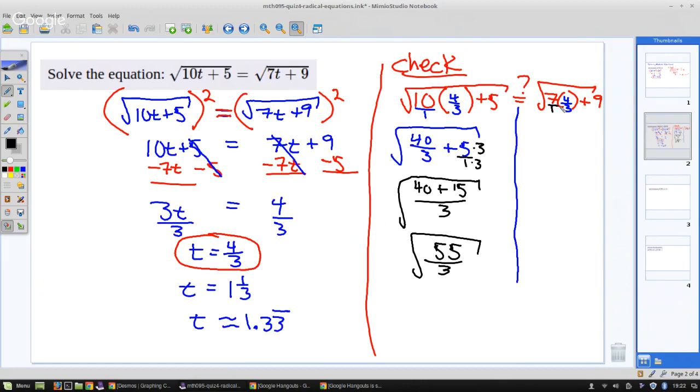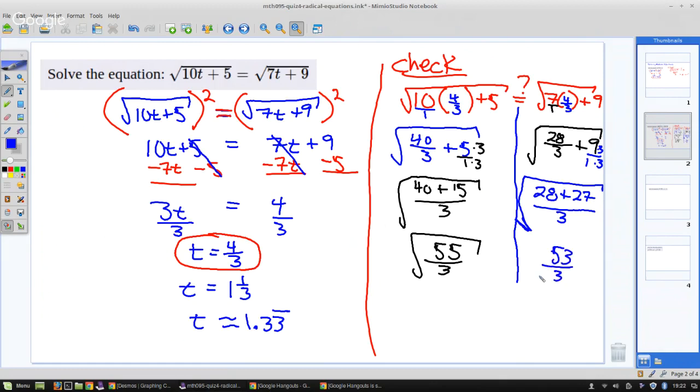On this side, we could say that's 7 over 1. 7 times 4 is 28 thirds plus 9 inside that root. Common denominator here, call that 9 over 1. I'll have to multiply top and bottom by 3. 3 times 9 is 27. 28 plus 27 all over 3 inside that root. It's a square root. 27, that's going to be 55 thirds.